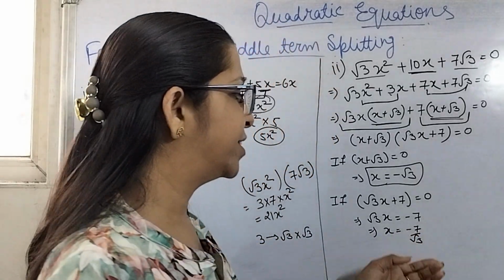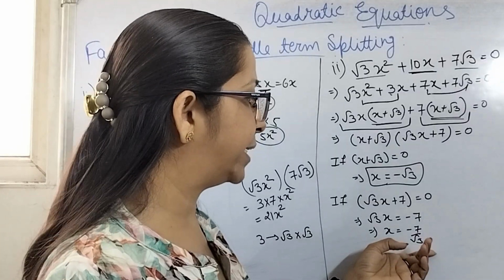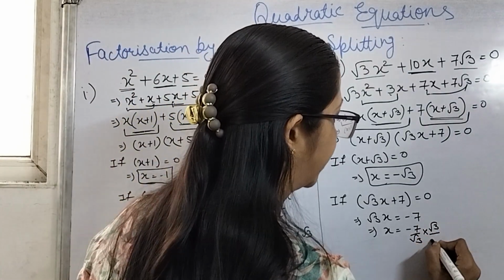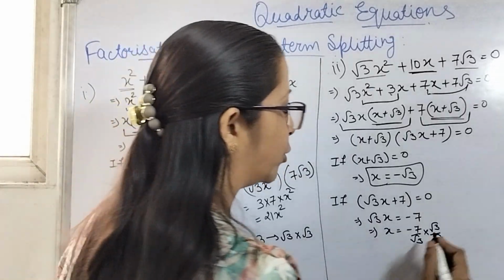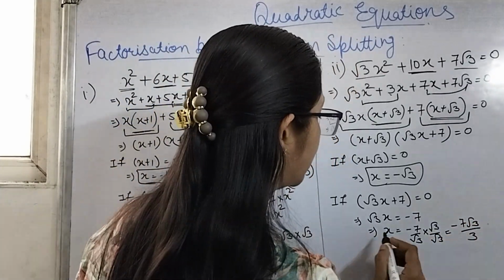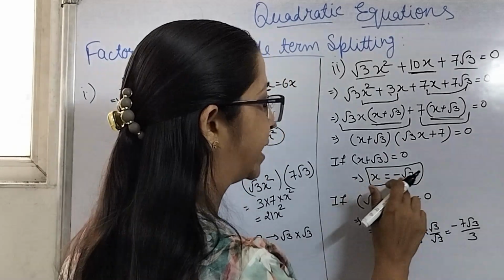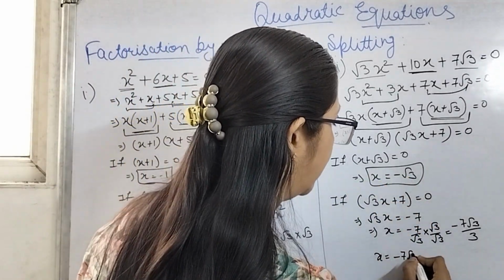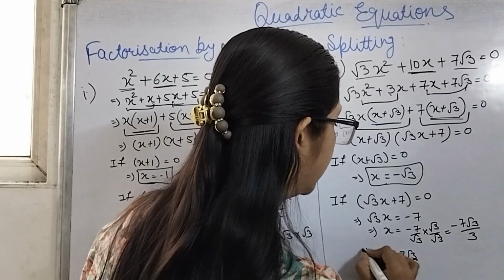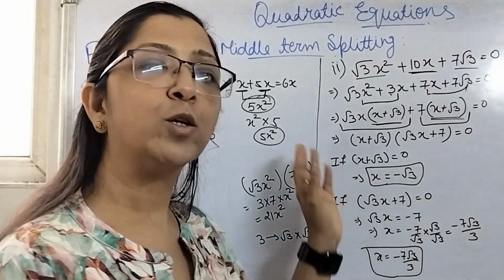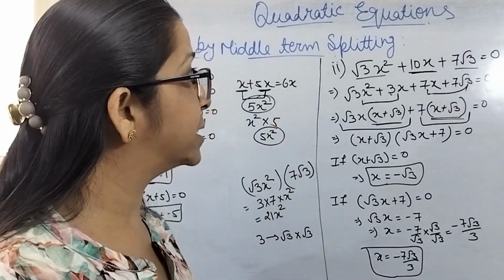Generally in the denominator we don't take the radical sign. So for rationalizing we can multiply it by root 3 and divide it by root 3, so it will become minus 7 root 3 upon 3. So one of the roots is x equivalent to minus root 3 and another is minus 7 root 3 over 3. So by middle term splitting we can find the roots of the quadratic equation. Hope it is clear.